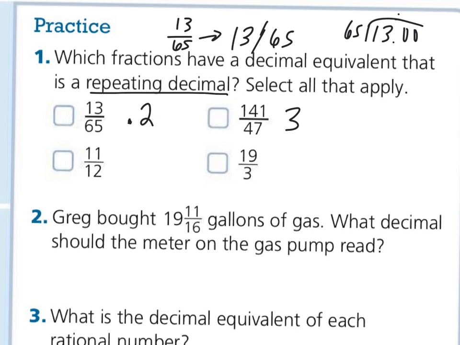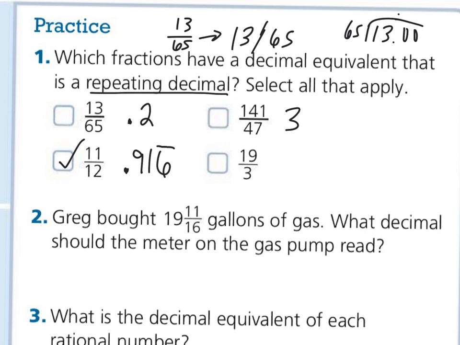11/12. So this comes out as 0.916. You're going to have a bunch of 6's, and then at the end there's going to be a 7. The 7 at the end is just the calculator rounding that off. So even though it goes to a 7, it actually doesn't really go to a 7. That 6 part is repeating, and so that is a repeating decimal.